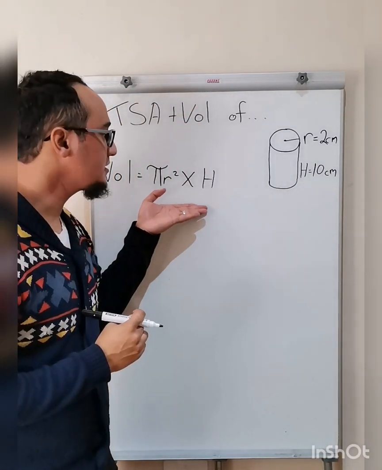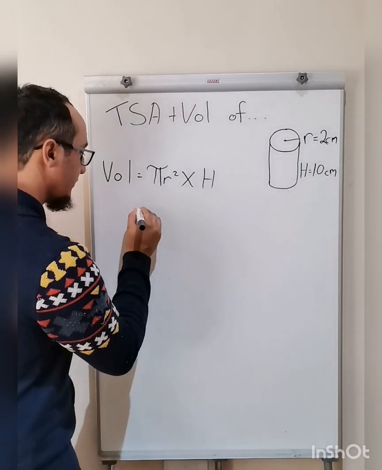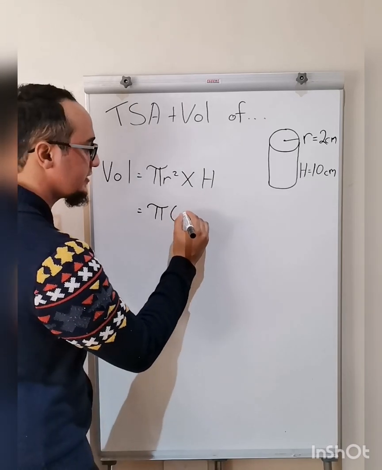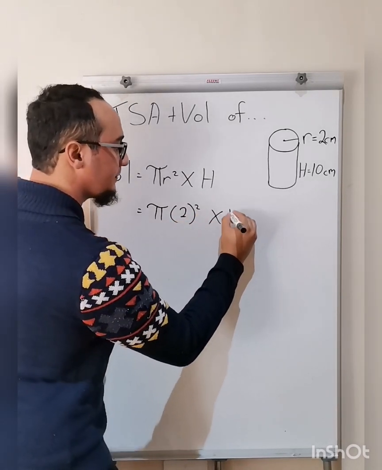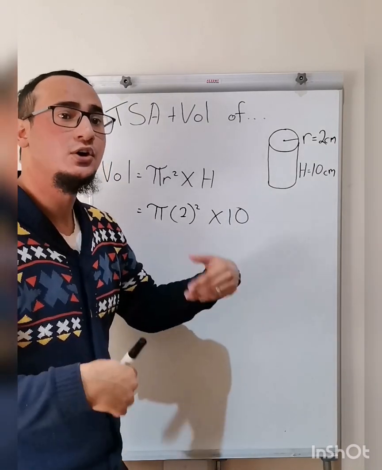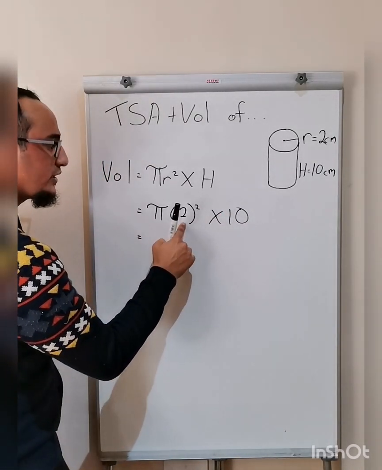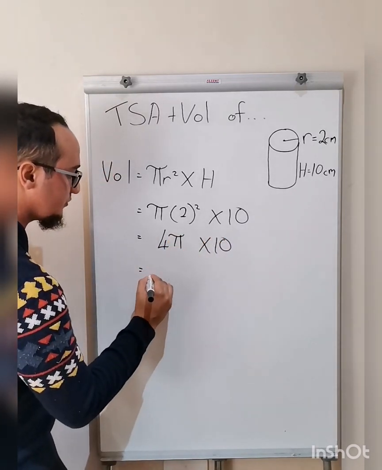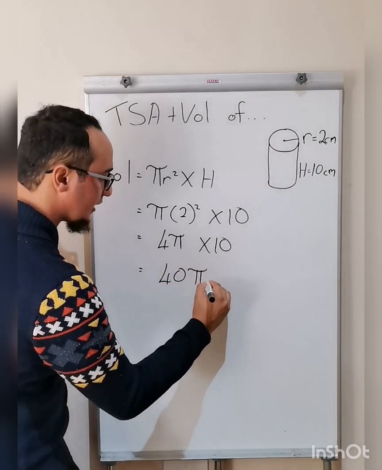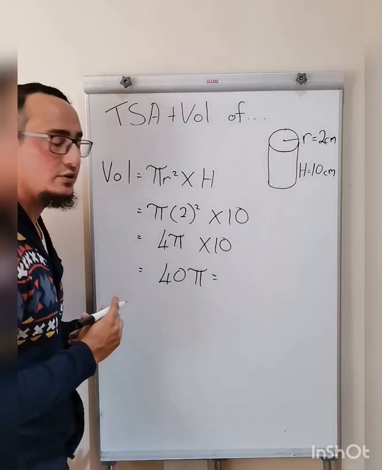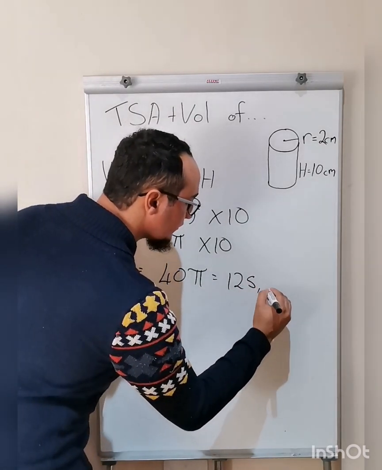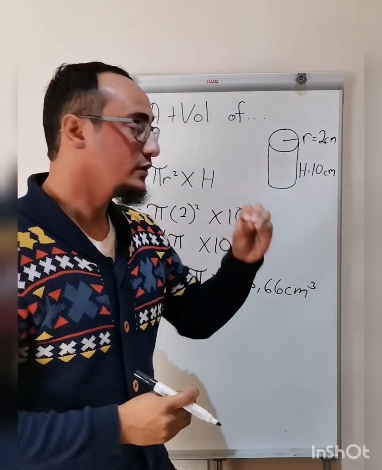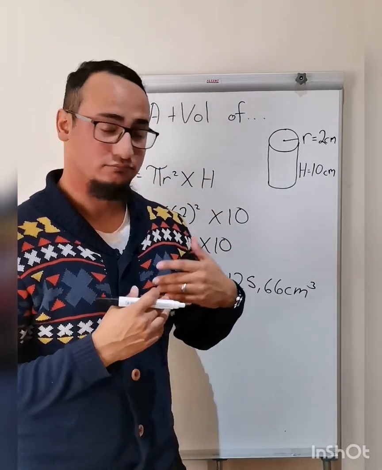Again, it's the area of the base multiplied by its height. So the area of a circle is pi multiplied by r, which is your radius, squared, multiplied by 10. Again, straight into your calculator or do the calculations. 2 squared is equal to 4, multiplied by pi, multiplied by 10 is equal to 40 pi. And if I put that into my calculator, I get the answer of 125.66 centimeters cubed. And with that being said, the total surface area topic is completed.